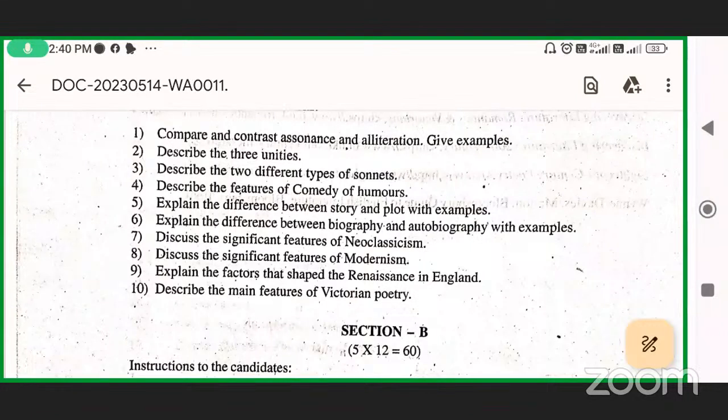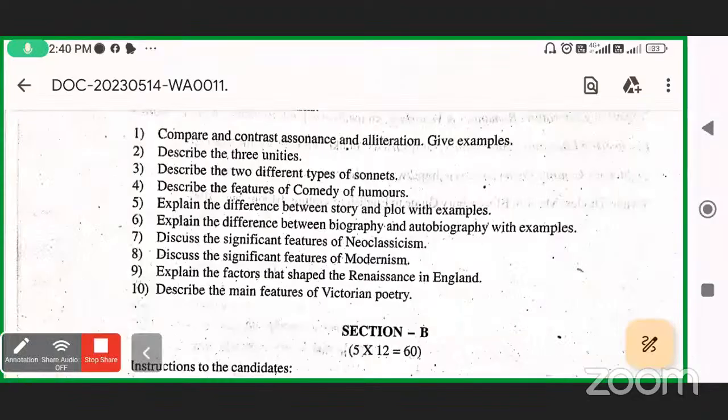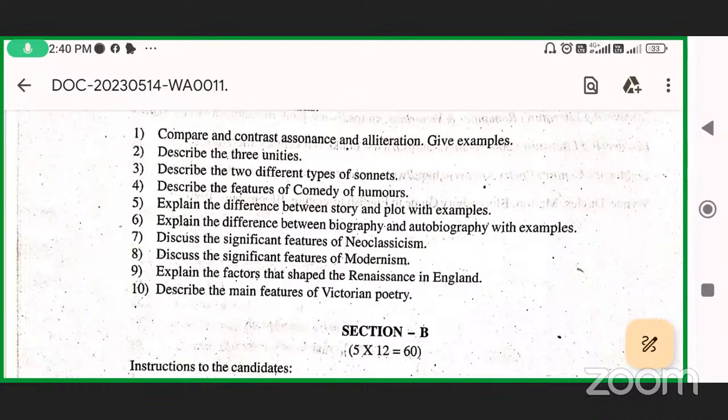Describe the three unities. What are the three unities? Time, place, and action. Different types of sonnets: Petrarchan sonnets, Italian sonnet, Spenserian sonnets, Shakespearean sonnets. Describe the features of comedy of humors. Comedy of humors, I also talked about it. Ben Jonson, right? Explain the difference between story and plot. Then the difference between biography and autobiography. When we were talking about the prose section, we talked about this one, that these are non-fiction prose. Significant features of neoclassicism: we talked about it, that they always focus on rules, restrictions, logic, reason, rationality, science. So you have to talk about that one also.